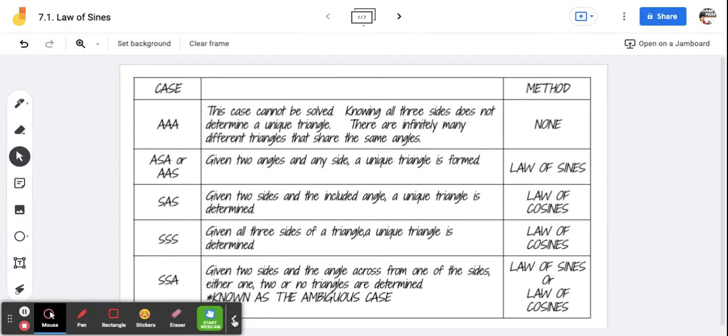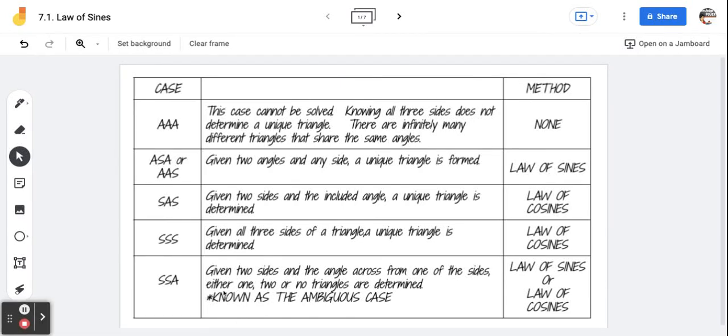All right, section 7.1 is law of sines. So it's going to be everything law of sines. You might remember this somewhat from Algebra 2 or pre-calculus if you put pre-cal.